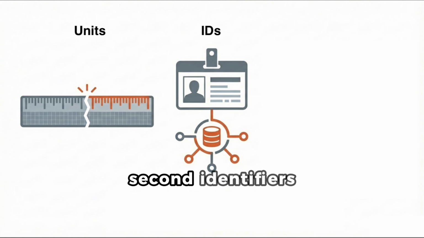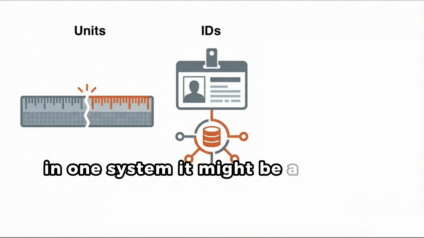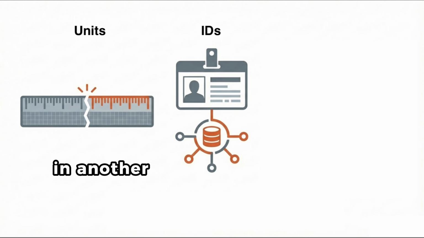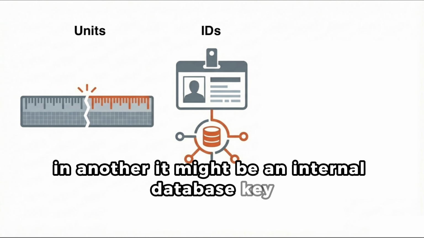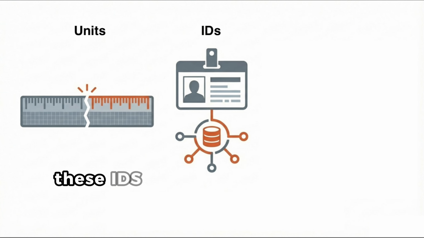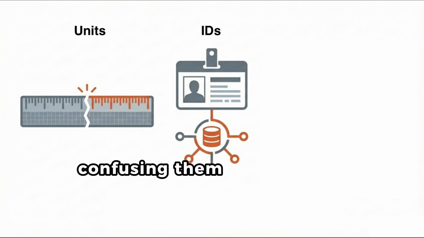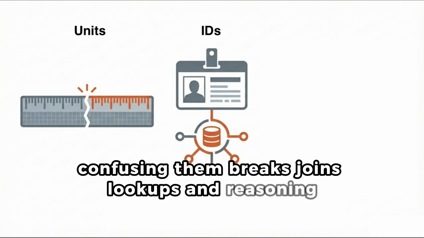Second, identifiers. Consider a field called id. In one system, it might be a national ID number. In another, it might be an internal database key. And in a third, it might encode the user's region. These IDs are syntactically similar, strings or numbers, but semantically completely different. Confusing them breaks joins, lookups, and reasoning.